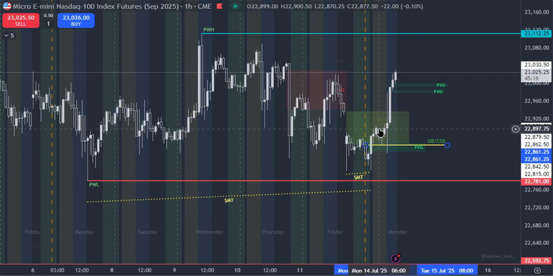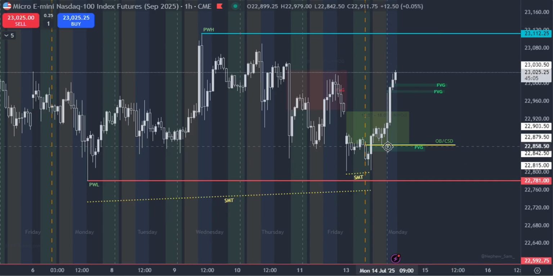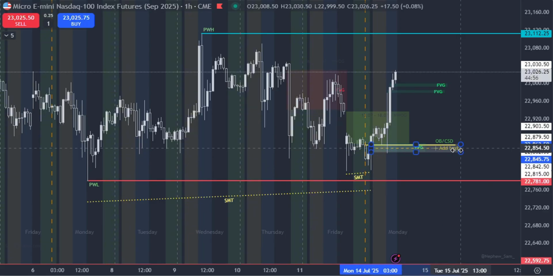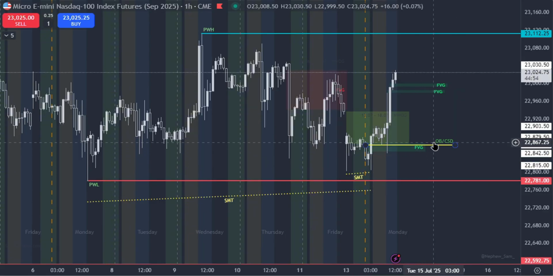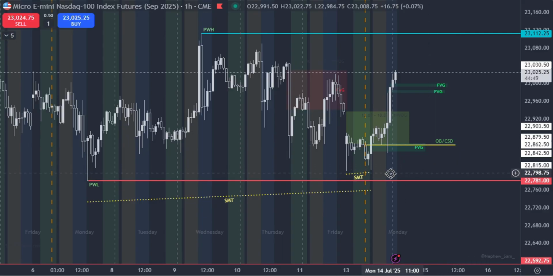So what are we going to do? We're going to retrace back into it. Not only is this CSD, then you can also use this fair value gap as you drop into your lower time frames. You can use this order block. We closed above this new week opening gap.